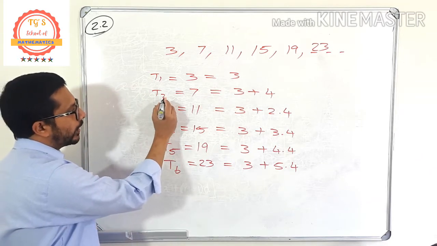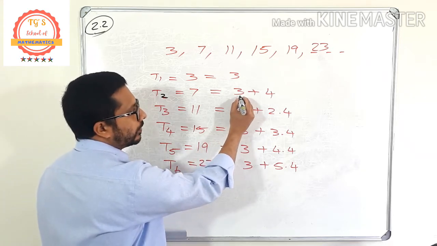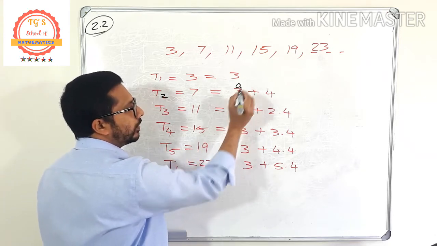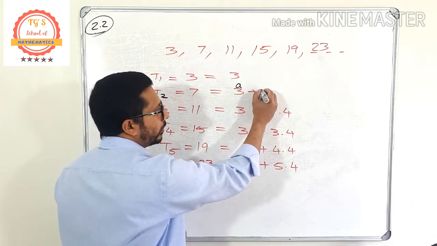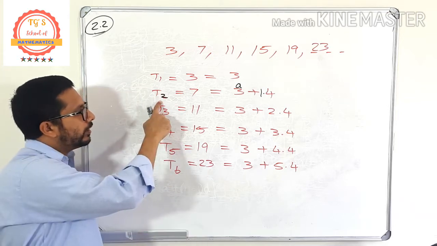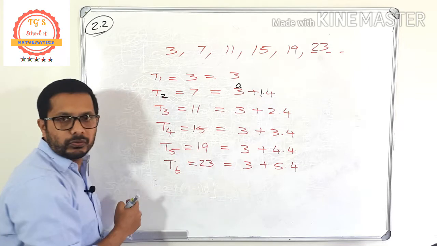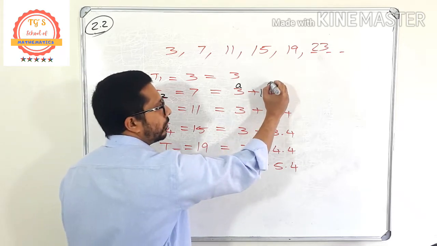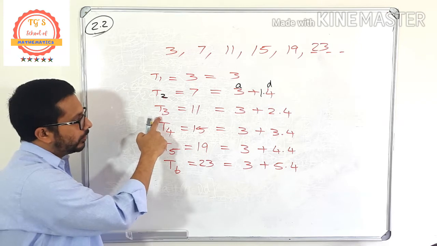How did I write the second term? What is the second term here? 3 plus, what is this 3? That's the first term, plus 1 times 4. So let me write it like this: 1 times 4. Okay, the second term is the first term plus 1 times 4. What does this 4 stand for? Common difference.